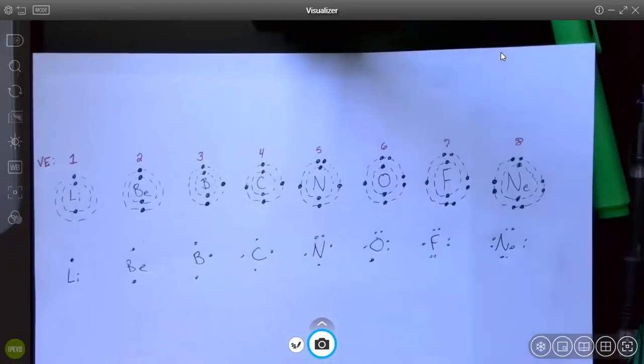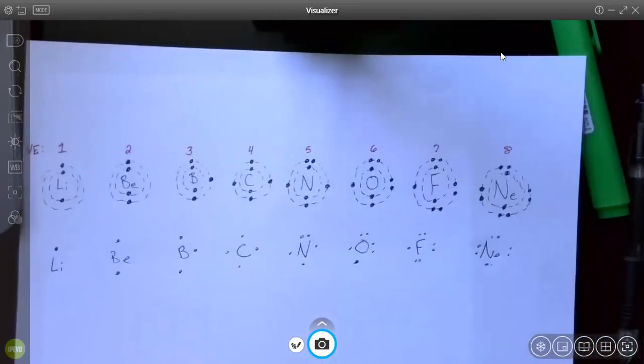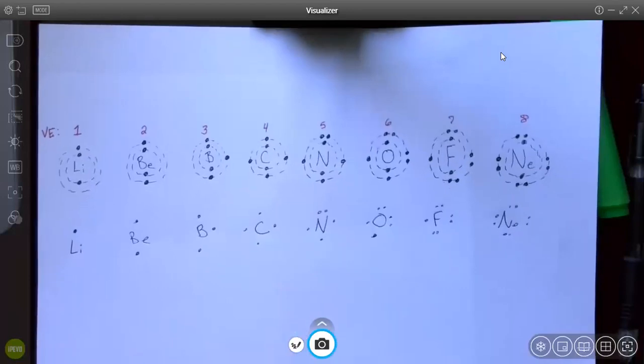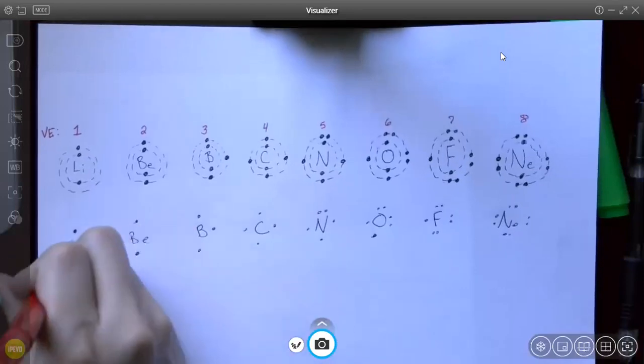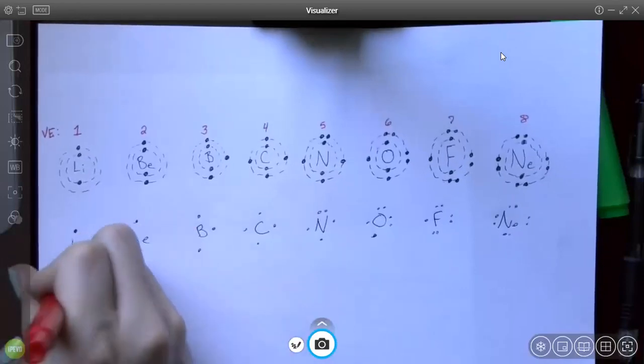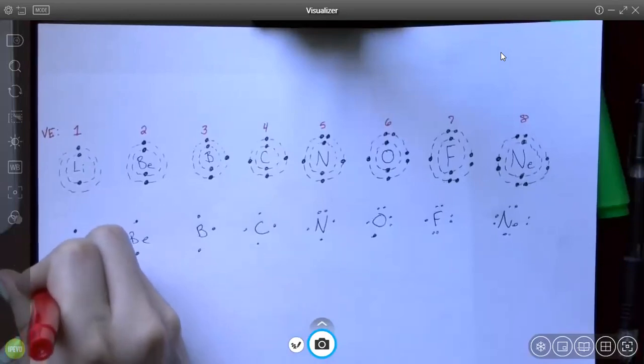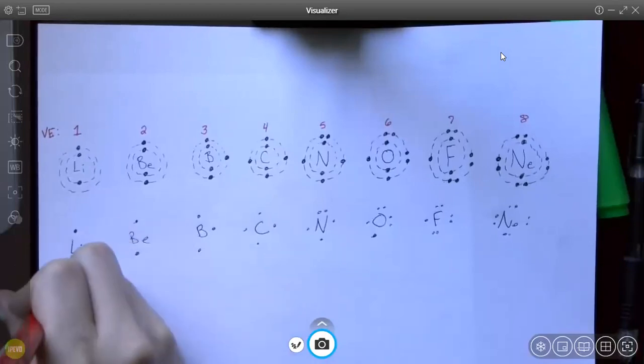And so when we're trying to figure out what the charge of these different ions would be, oops, why can I not write today? Ion charge.